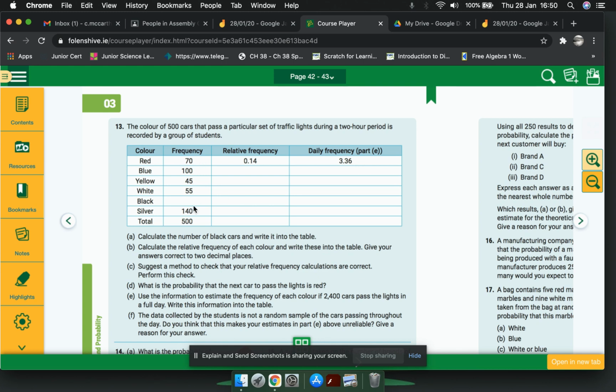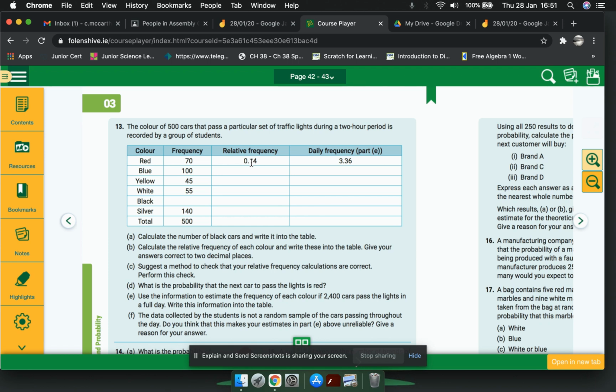What we could work out here is, the first thing here, calculate the number of black cars and write it into the table. Well, that would be easy because you know the total number of cars is 500, and all you have to do here is add up all these other types of colors and subtract from 500, and you should get your black color.